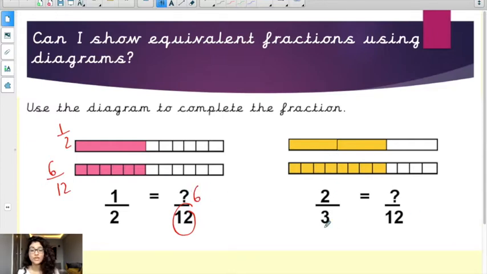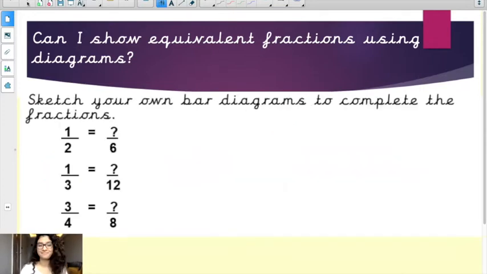Similarly over here, 2/3, which is this fraction over here, I'll label it for you to see because 2 out of 3 parts have been shaded in. But how many parts out of 12 have been shaded in the second bar? 1, 2, 3, 4, 5, 6, 7, and 8. So that fraction then is 8/12, because out of 12 parts, you have shaded 8 of those in.